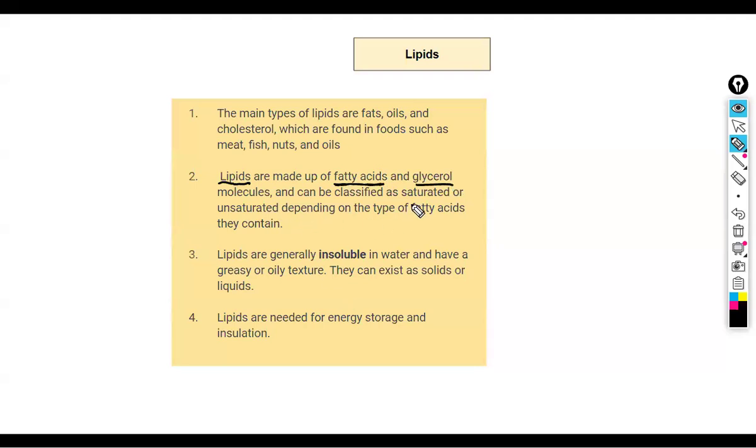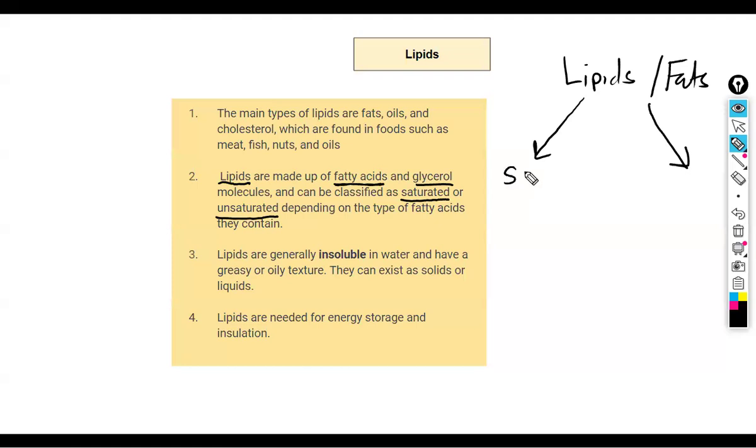And lipids can actually be classified as saturated or unsaturated. So lipids, better known as fats, have two major categories. And you could test run this when you go in the supermarket and you're buying oily products or buttery products, anything that has fat in it. I guarantee you that when you read the label properly, it will either say it's saturated fat or unsaturated.